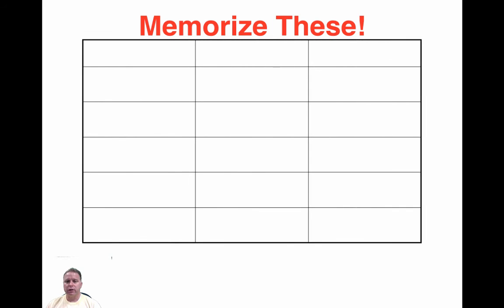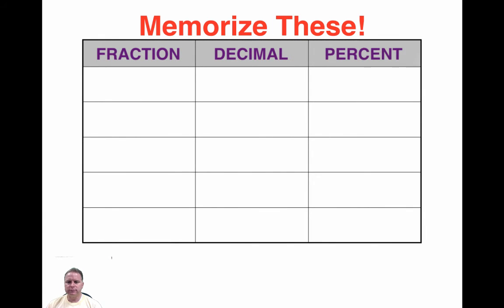These are ones I think you should memorize because you see them a lot in everyday life. So being able to convert them will make life a little easier for you. So 1/4. Do you know what 1/4 is as a decimal? It's 0.25, and that means it's 25%.